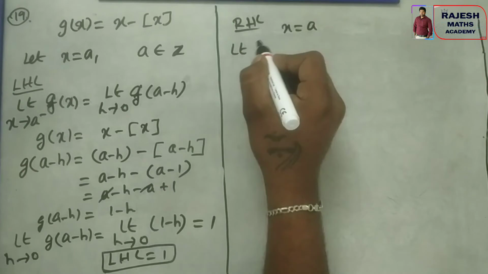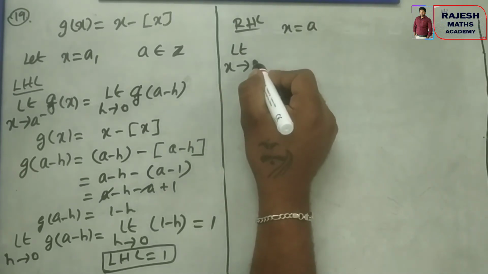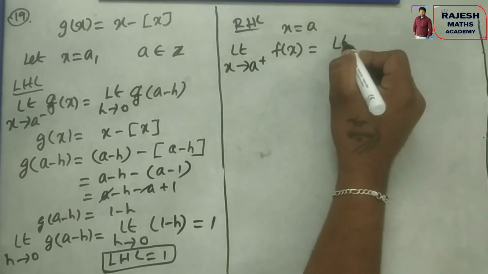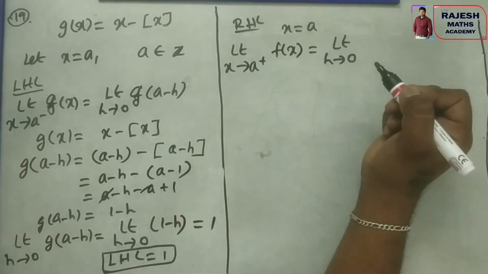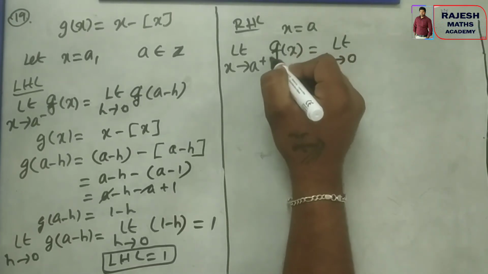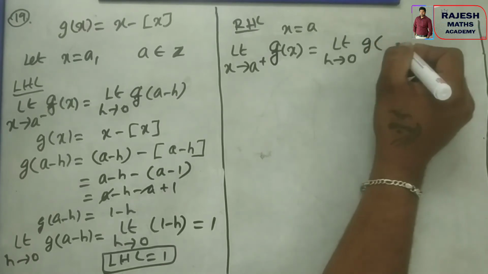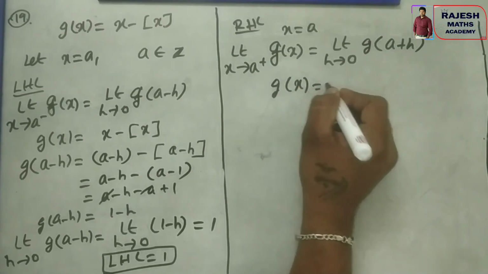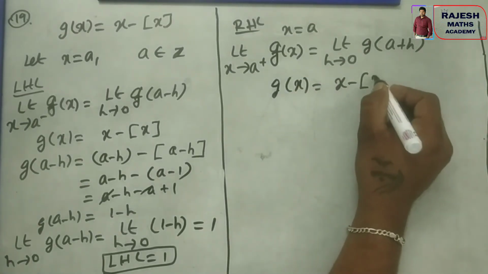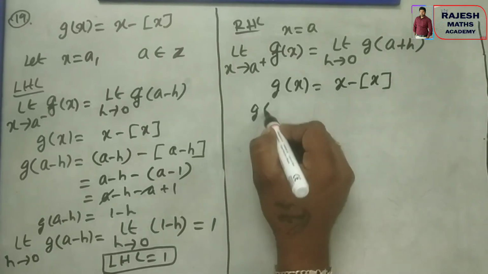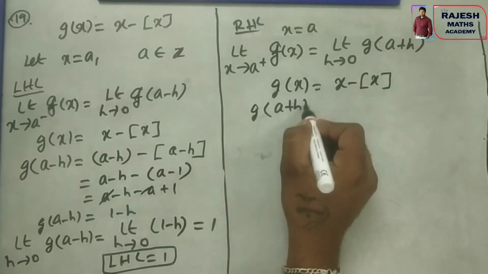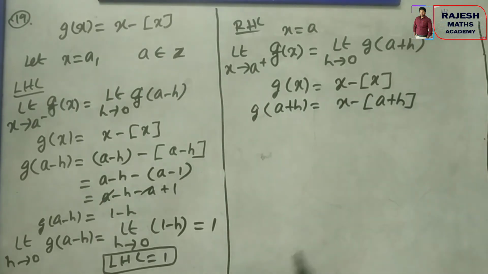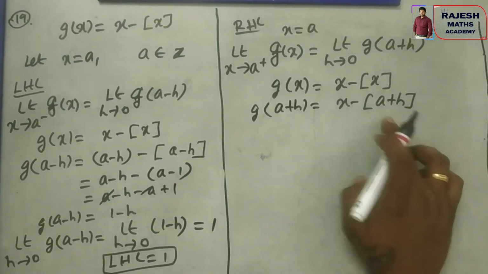The definition of RHL is limit x tends to a plus of f of x, which is equal to limit h tends to 0. We are using g here, so we can use g of x. Limit h tends to 0, g of a plus h. Now what is the value of g of x? g of x equals x minus the greatest integer of x. So substituting, g of a plus h means we get a plus h minus the greatest integer of a plus h.